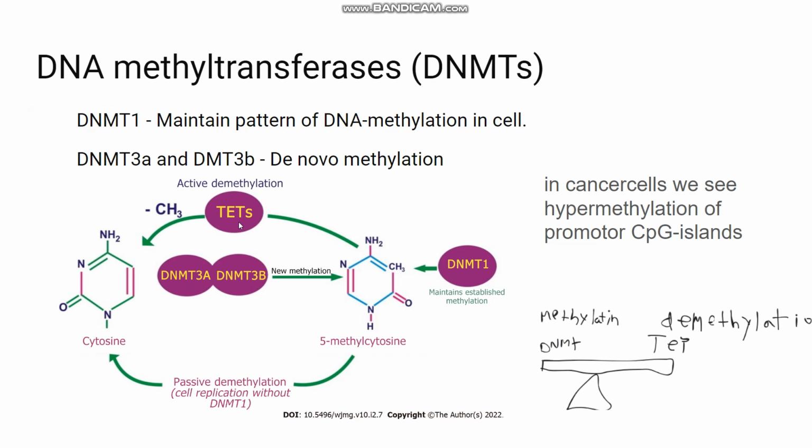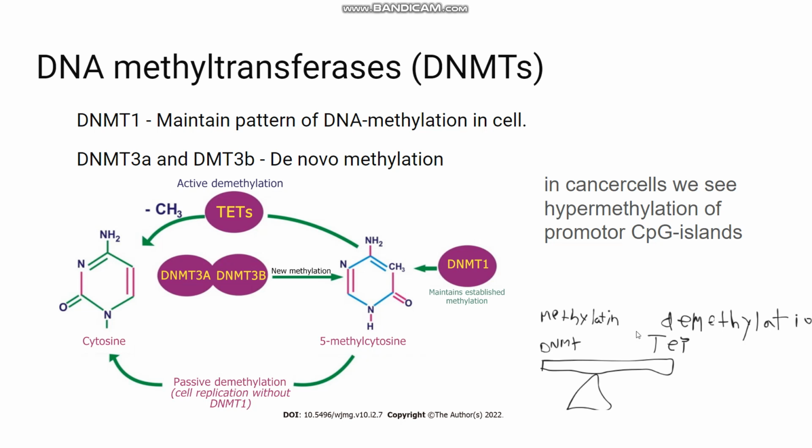So TETs are called ten-eleven translocation enzymes. These are a group of proteins that play a crucial role in demethylation by catalyzing the oxidative removal of the methyl group from 5-methylcytosine. So this is one of the major epigenetic modifications in DNA.